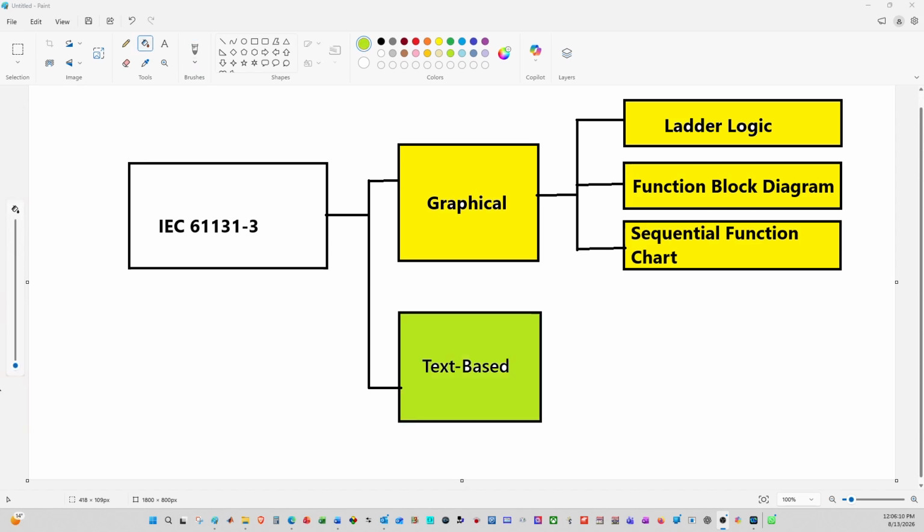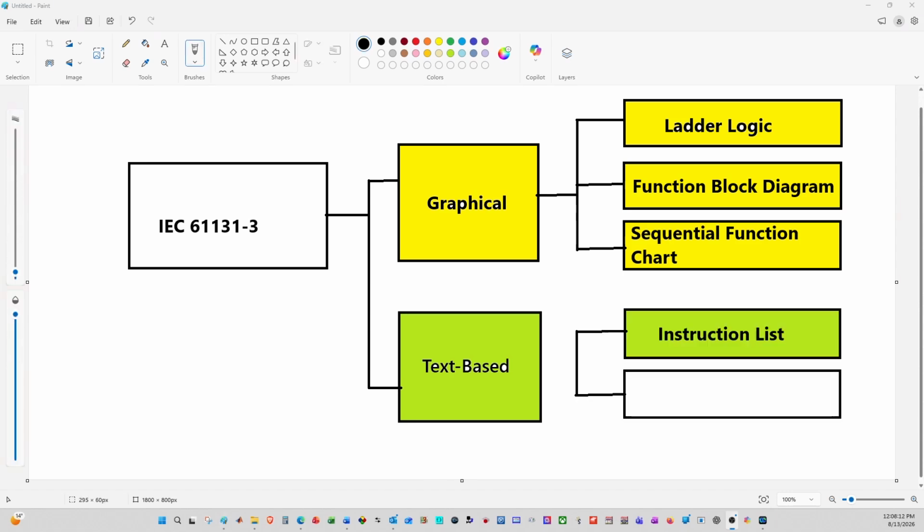And now we get to our text-based languages. No prizes for guessing that we're not going to have any images in these programming techniques. They purely are going to consist of words and letters which will be grouped to achieve the results you would like to achieve. There are two languages that are covered under the text-based programs of the IEC 61131 Part 3. So first up of the text-based languages is going to be instruction list, often abbreviated as IL.